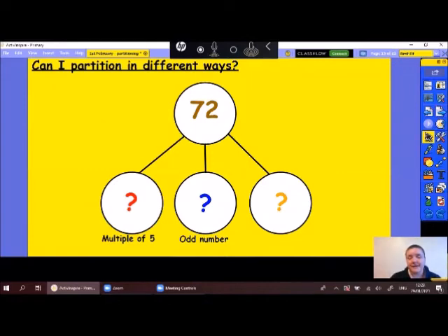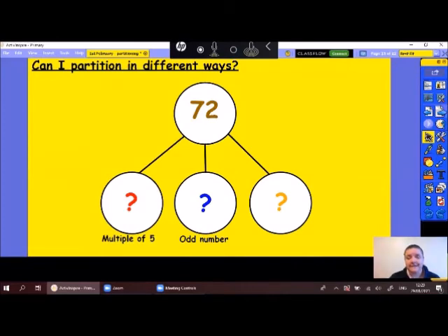Now there are far too many possibilities for me to show you all of them this time, because in your multiple of 5, you could have any number that ends in a 5 or a 0 all the way up to 72. Your odd number could be any odd number as long as it's less than 72. So anything that ends in a 1, 3, 5, 7 or 9. And then your yellow number, of course, could be literally anything up to 72, as long as all 3 numbers add to make a total of 72.